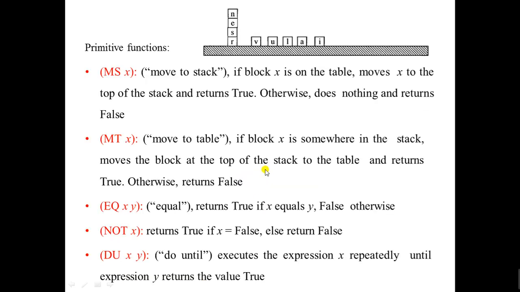Here we are going to use some more primitive functions. There are some terminologies given. MSX: MS means move to stack. See here, we are considering a term X on the table. I am not mentioning any universal term, just taking a term X only. If a block X is on the table, it moves X to the top of the stack and returns true. Otherwise, it does nothing and returns false. Right? This is the first one.